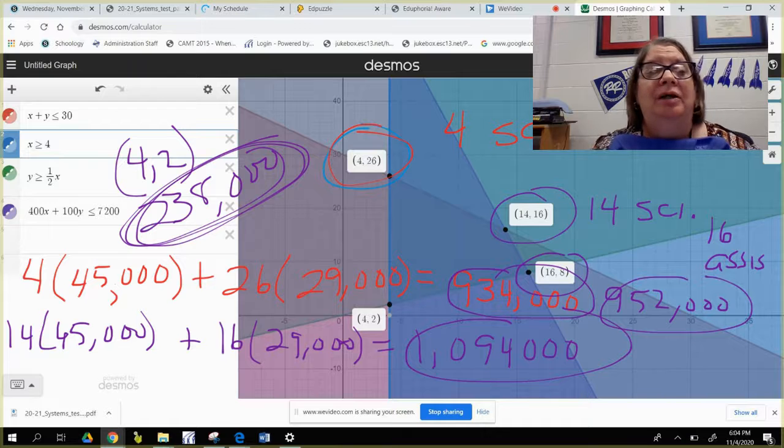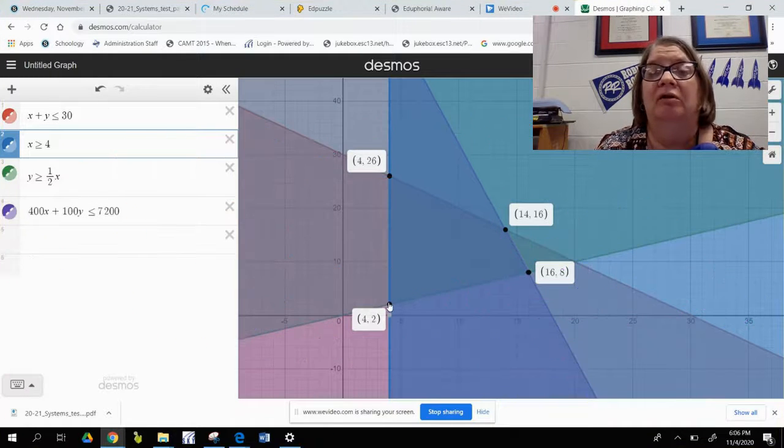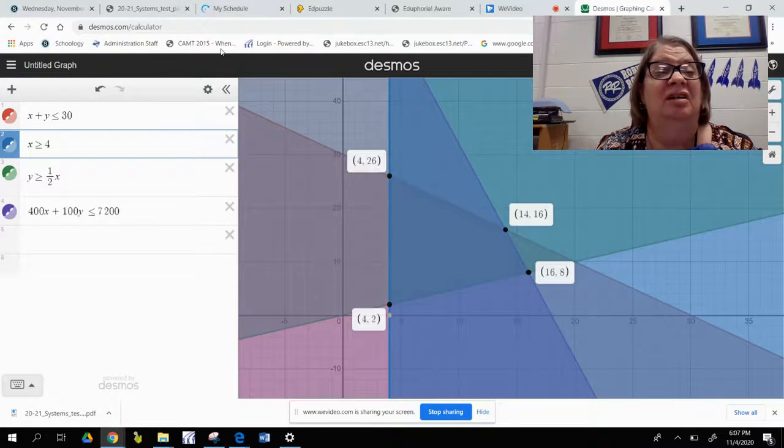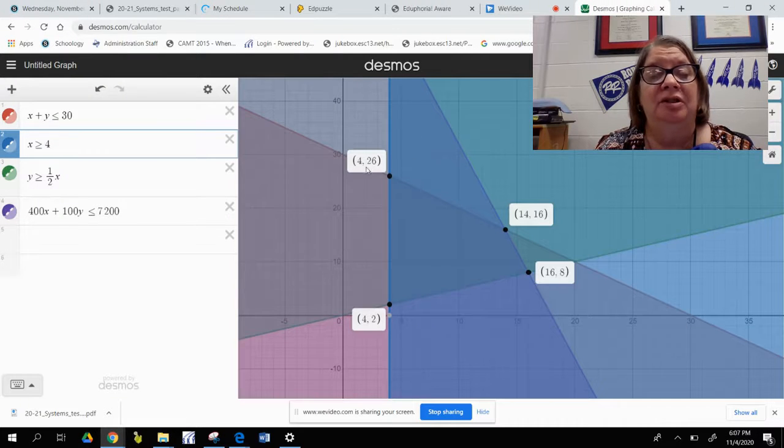What did we do? Let's go back to our paper if I can find it. Okay. We took each bullet point and wrote an inequality. Then we went to Desmos and we graphed it. And we used these points, plug this in for the x, this for the y, and put that with those salary numbers from the problem and found our minimum and maximum. Okay. All right. See you in the next video.